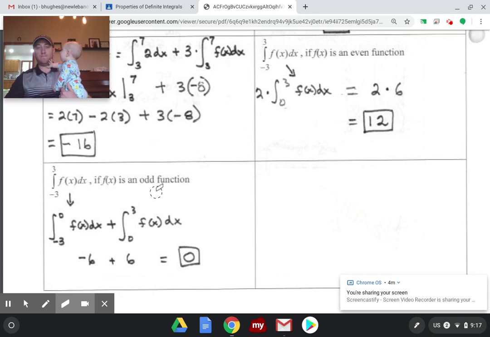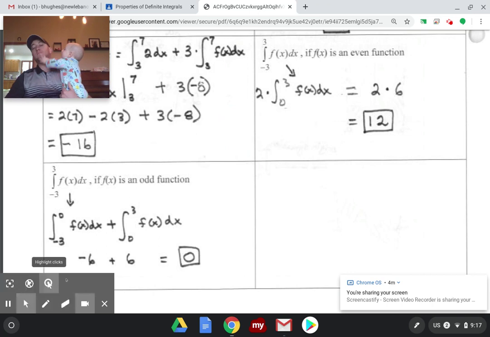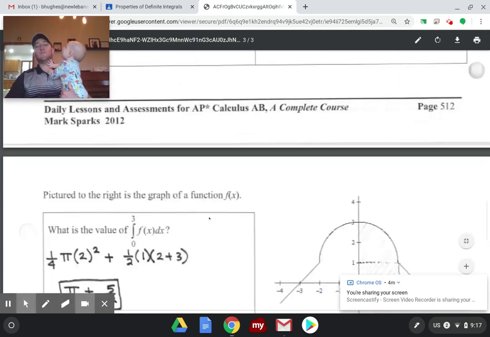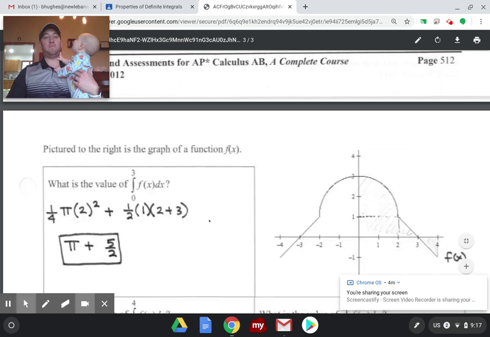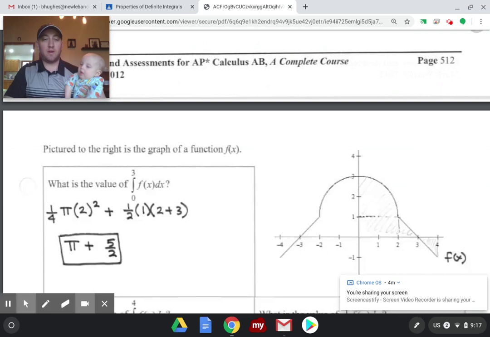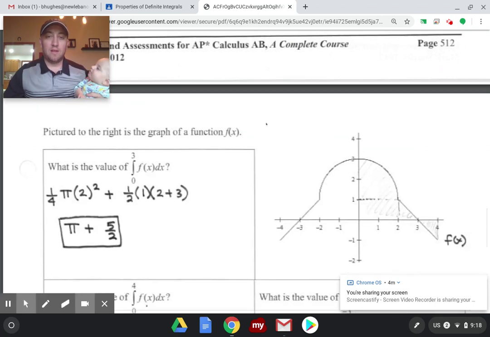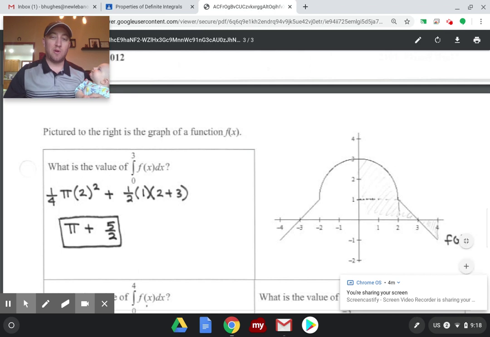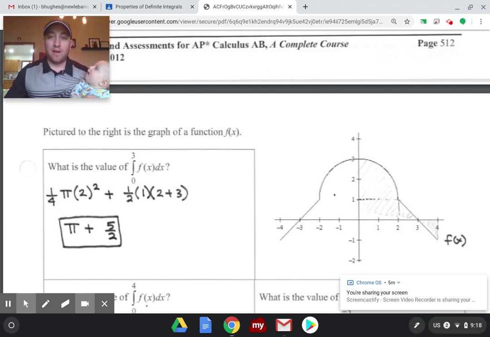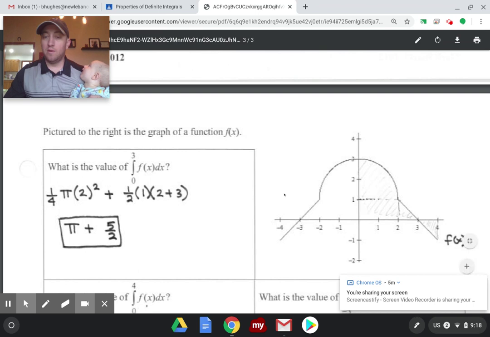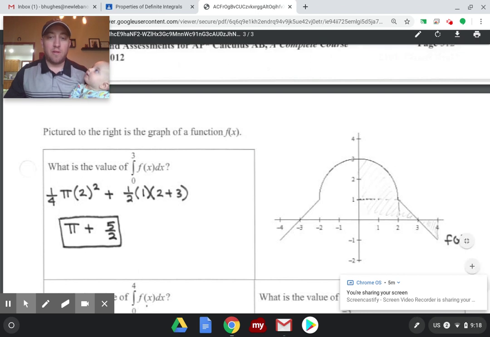All right. So down here on this last page, they're basically asking you to find certain values. They give you that f of x is pictured over here. So remember, if we are finding the antiderivative of a function that's given graphically, it's basically asking you for the area underneath the curve from one value to whatever the other value is.